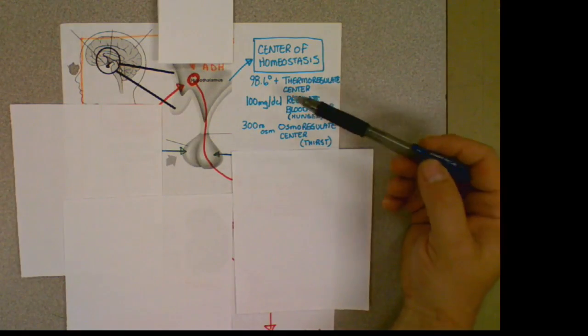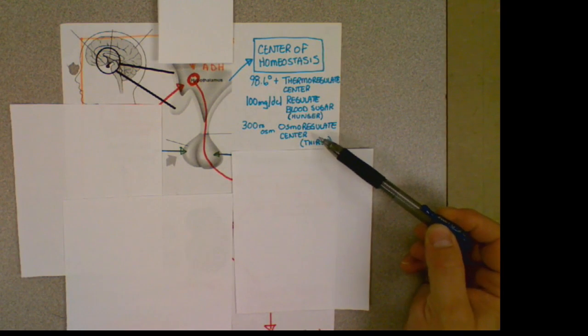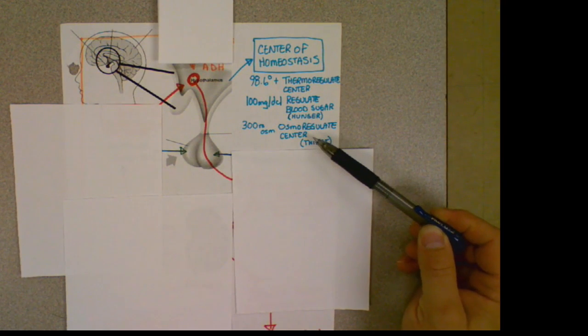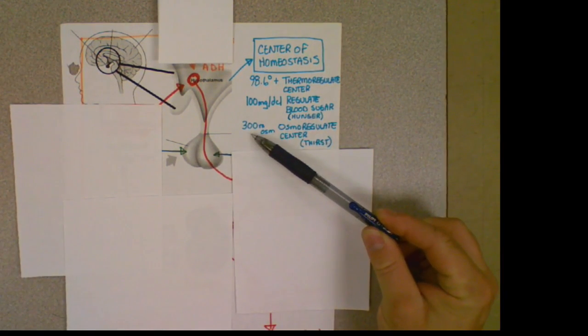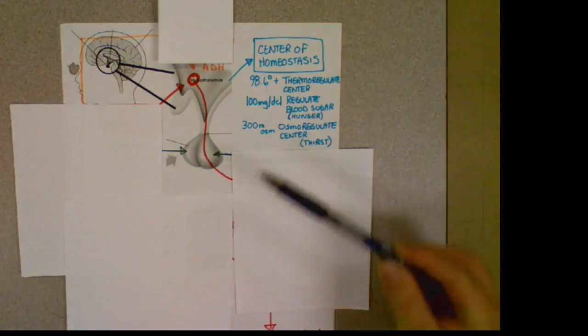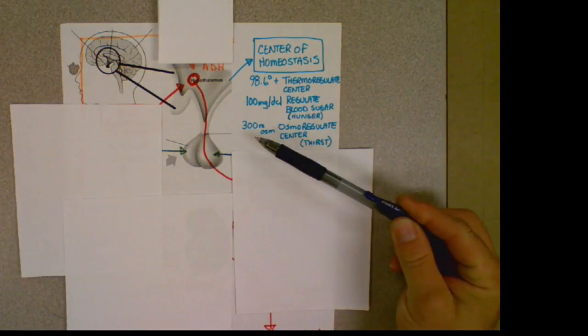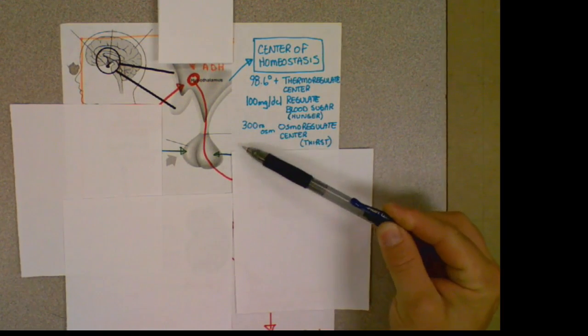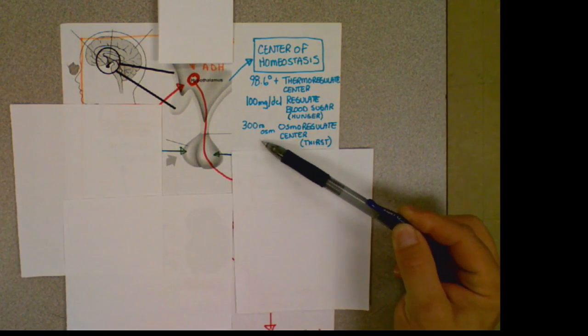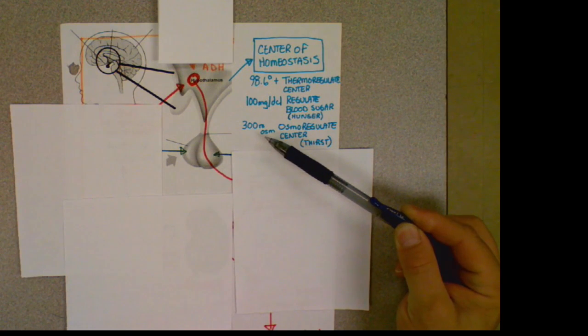Another example is that the hypothalamus also is what we call an osmoregulator center. And as an osmoregulator center, it's going to control how much water to solutes we have in our blood. So, for example, how much water to salt ratio we have. That's called the osmoregulator center. And it turns out that the balance, the set point, is around 300 milliosmolar of solutes or salt to water in our blood.